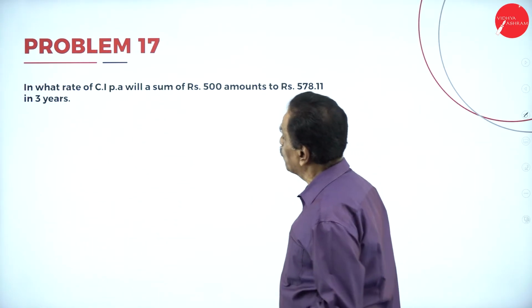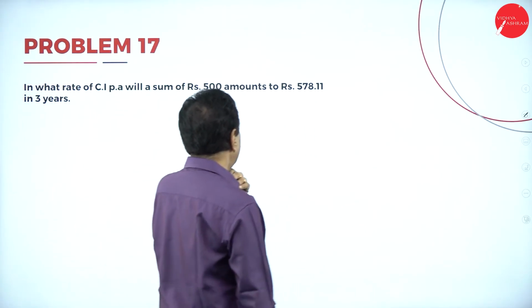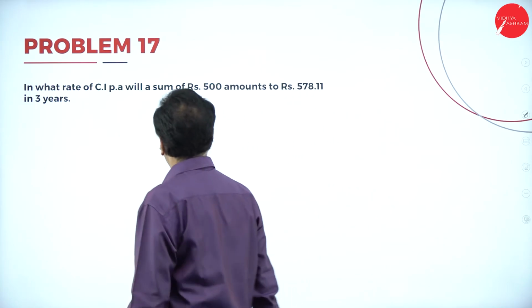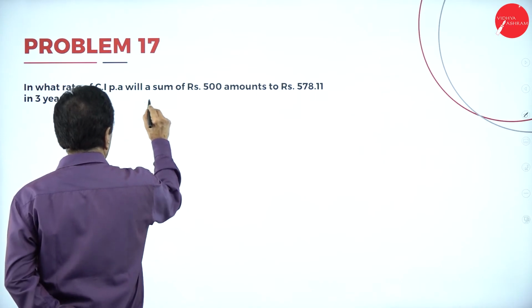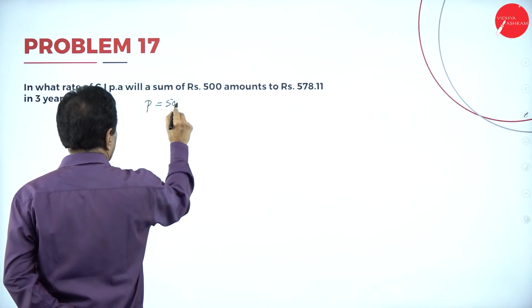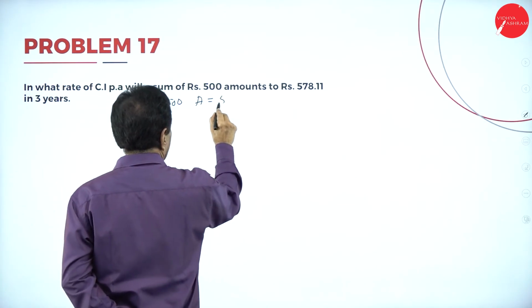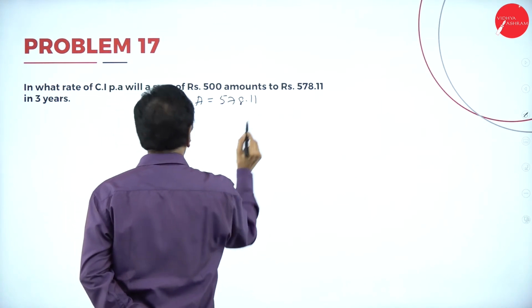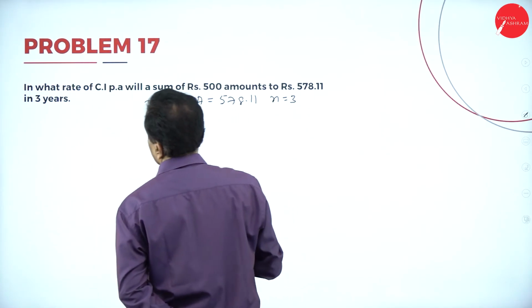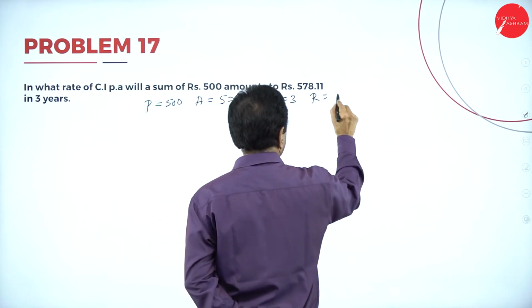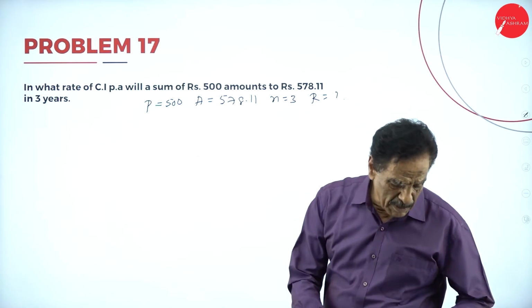At what rate of compound interest will a sum of rupees 500 become 578.11 in 3 years? Given P is equal to 500, A is equal to 578.11, N is equal to 3 years, R is equal to what? When the rate is missing, what to do? You have to use the logarithm table.